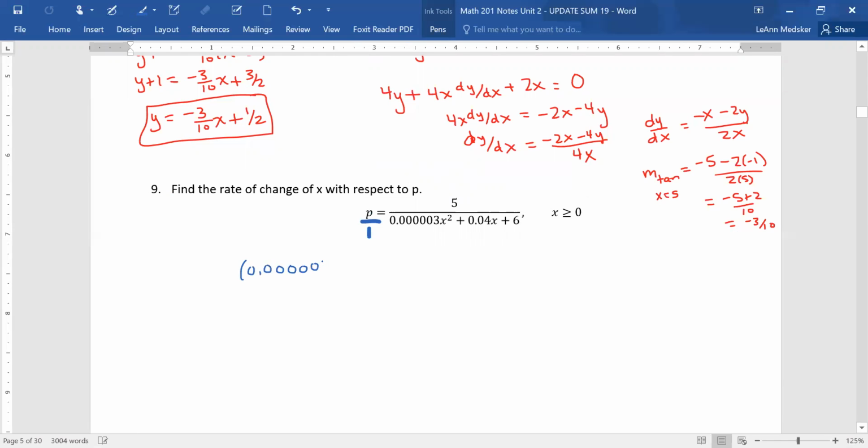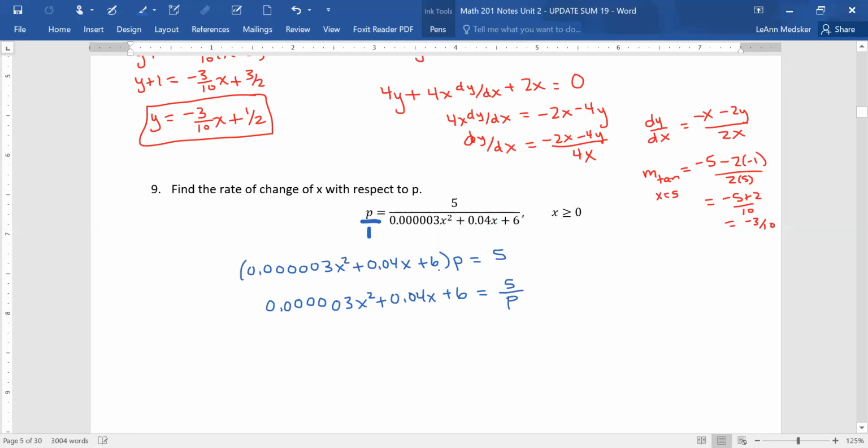0.00000, there's 5 zeros there, 3x squared plus 0.04x plus 6 times p equals 5 times 1, so that's just 5. And then I'm going to divide the p over. And that just makes the part that's actually the derivative that I'm going to have to take, which had all these x's in the denominator, they move to the top by doing this. And it's a little bit easier to take the derivatives. So it's just mainly a cleanup to make life easier for the next step. So I'm going to divide the p over.